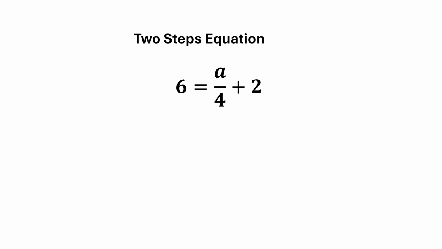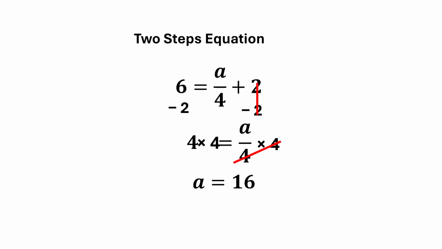Now we see plus, we get rid of it first by doing minus. The 2 cancels the minus 2. 6 minus 2 is 4 on the left side. On the right side, you have a divided by 4. How do we get rid of divide by 4? We multiply by 4. This 4 cancels the 4. You have a equals 4 times 4, which is 16. Is it making sense? Is it easy?